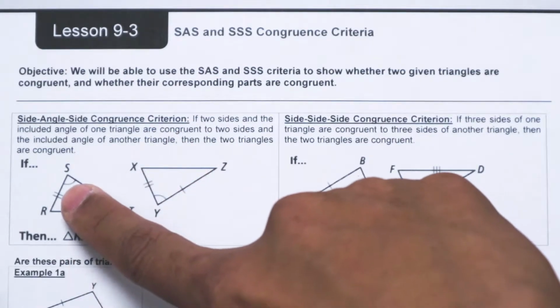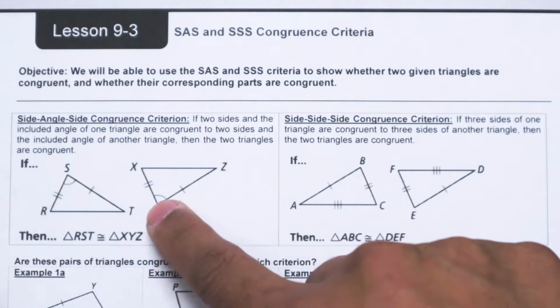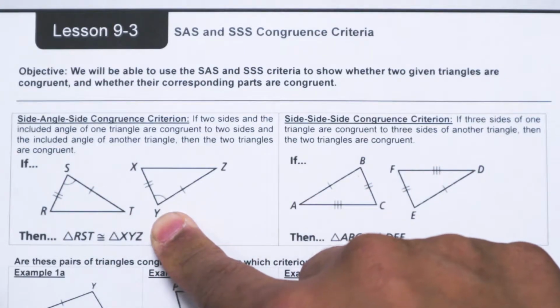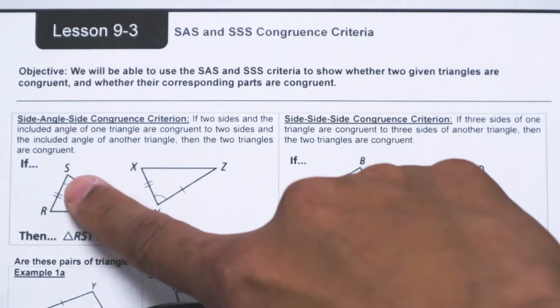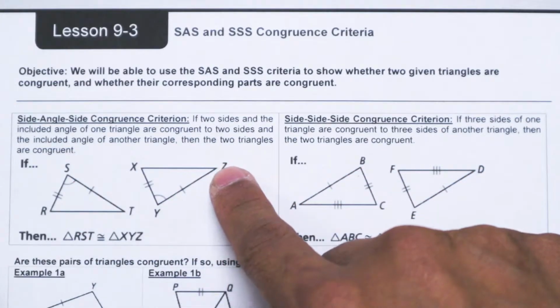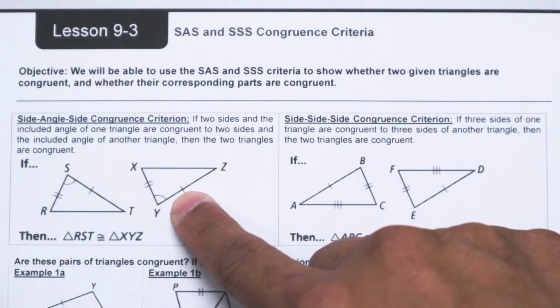And then same thing with S. Since S has a little arc, you have to match it with the letter that also has the arc, which is the Y. And since the T is next to this one tick mark, you have to match it with the Z, which is also next to that one tick mark.